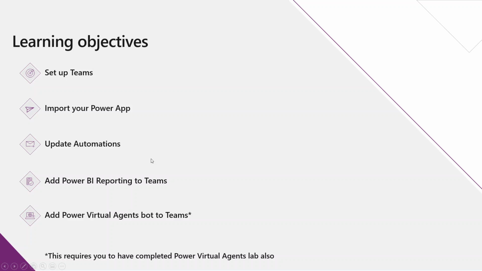We've set up Teams, we've imported the Power App, we've updated the automation, we've seen a little bit of PowerAutomate. We've added Power BI reporting into that same Teams channel. In a later lab, the recording just underneath this one, we will add Power Virtual Agent Bot to Teams, but make sure that you do the Power Virtual Agents lab before you do that. And that's the next lab, and we'll see you then.